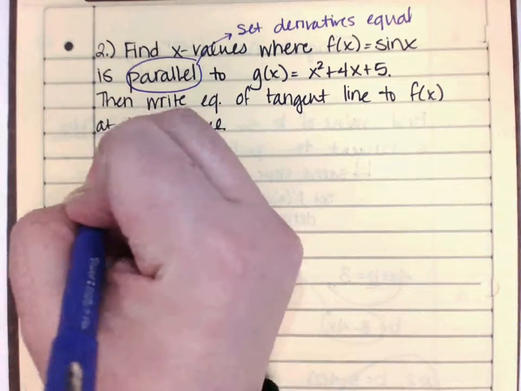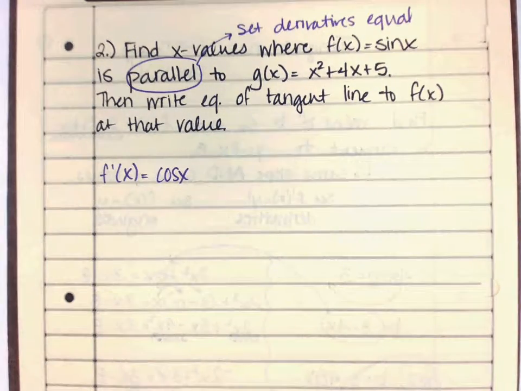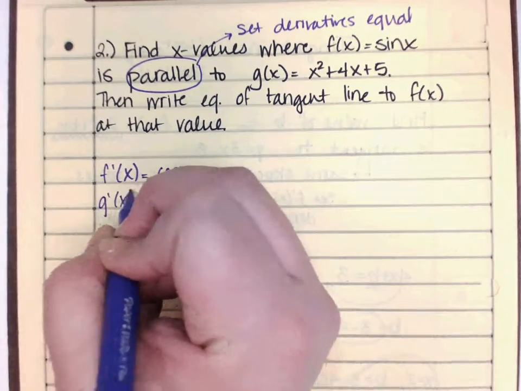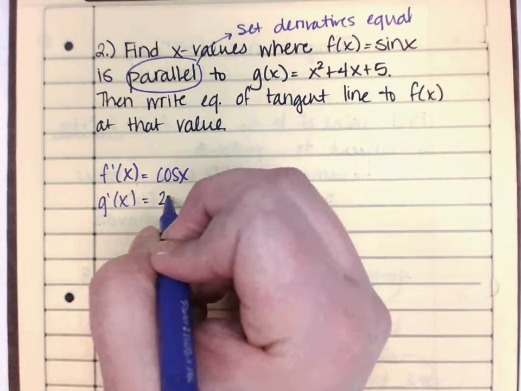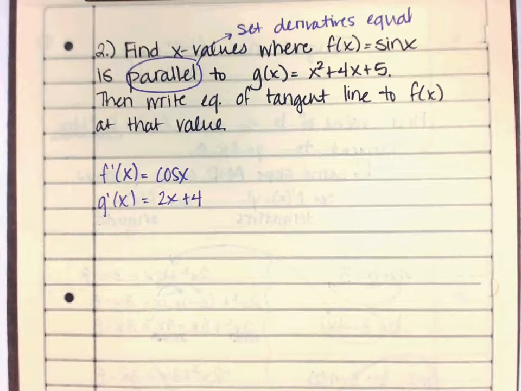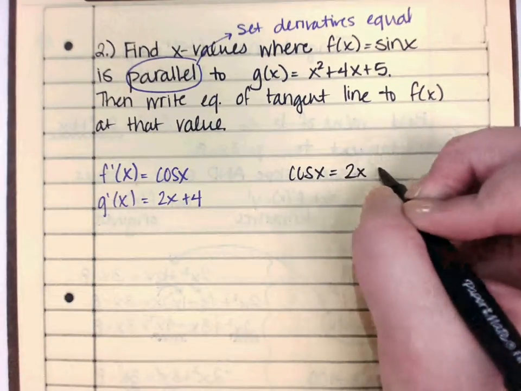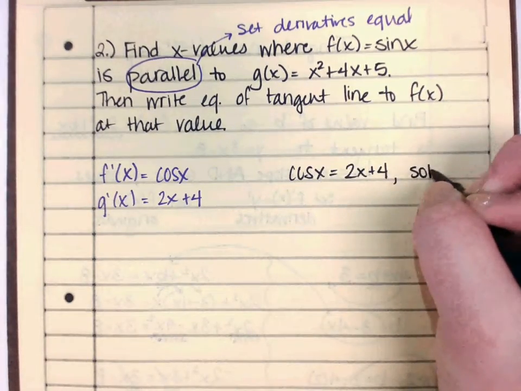So what's the derivative of f of x? Okay, if it's sine, the derivative is cosine x. Okay, g is a quadratic. What will g prime be? Okay, x squared derivative is 2x, 4x the derivative is plus 4, derivative of plus 5 is nothing, goes away. Okay, from there, especially on the AP test, you're going to set them equal on your paper, then solve in the calculator. So I'm going to let cosine x equal 2x plus 4, then you're going to solve by graphing.